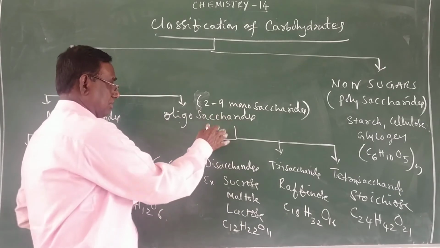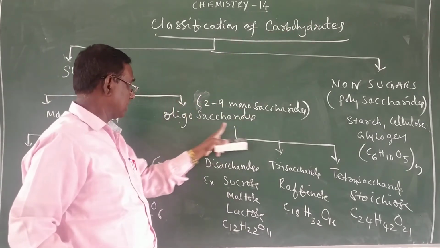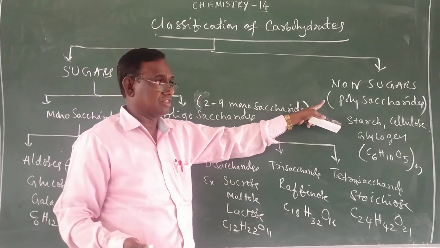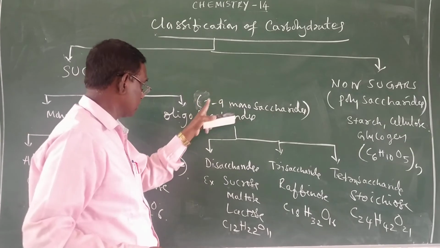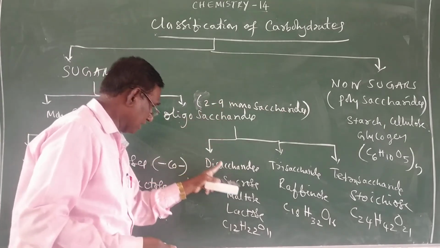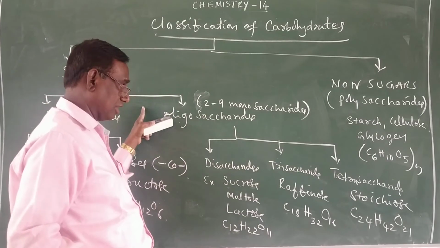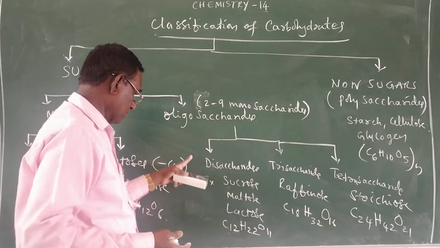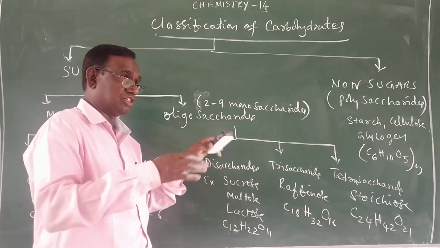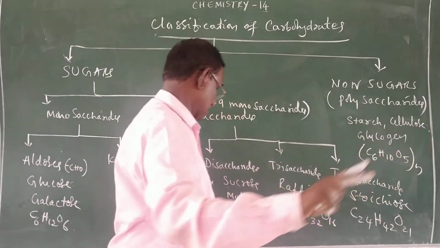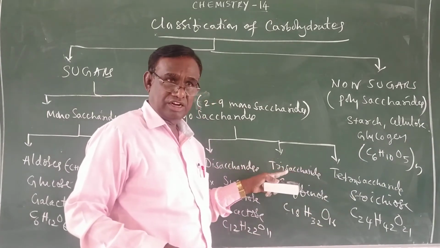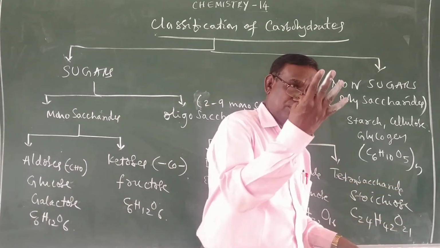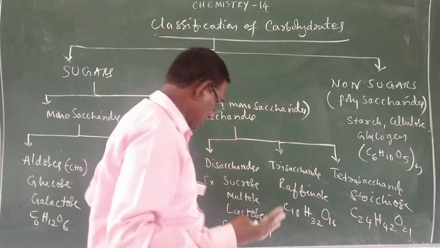And oligosaccharides are the second class. Oligosaccharides are carbohydrates which contain 2 to 9 monosaccharide units. So if a carbohydrate contains 2 to 9 monosaccharides, it is called an oligosaccharide. Disaccharide, trisaccharide and tetrasaccharide are all oligosaccharides. Disaccharides on hydrolysis give 2 monosaccharides, trisaccharides give 3, and tetrasaccharides give 4. This is the definition.